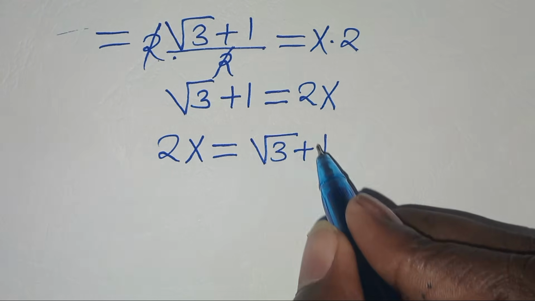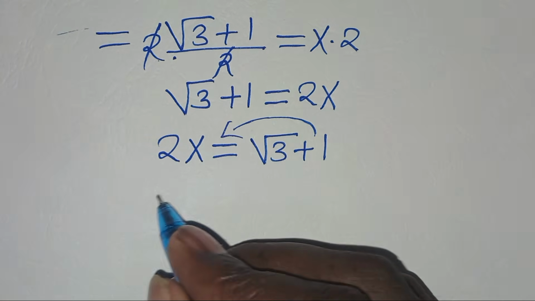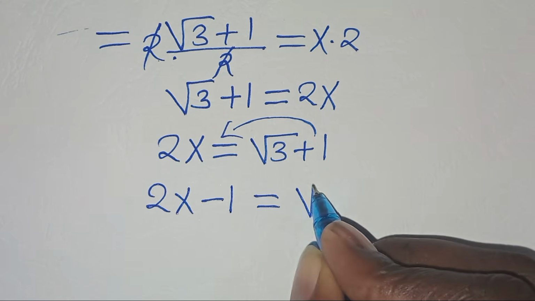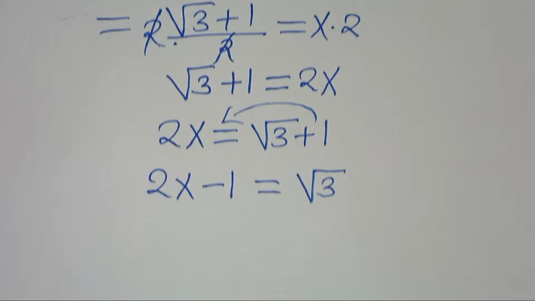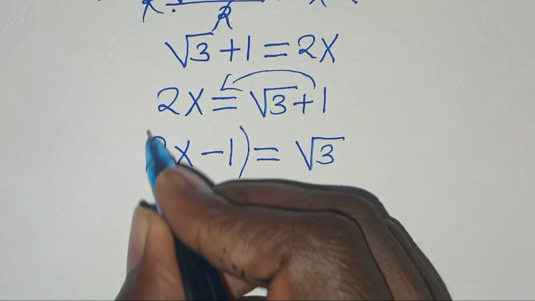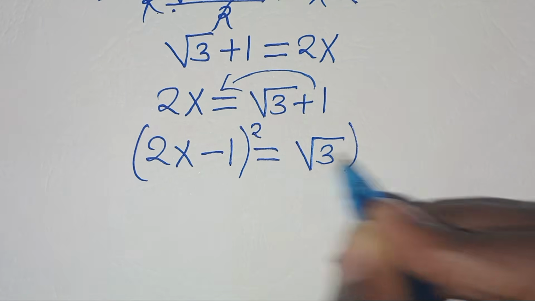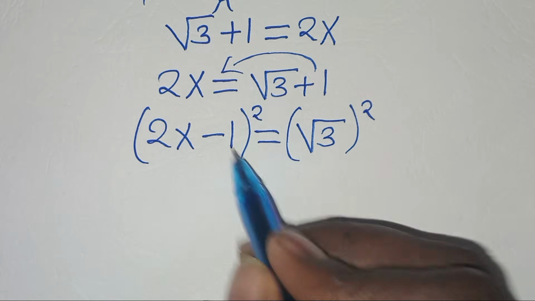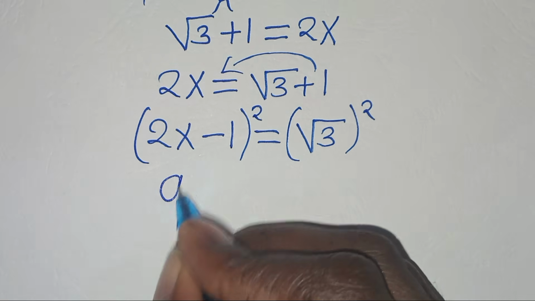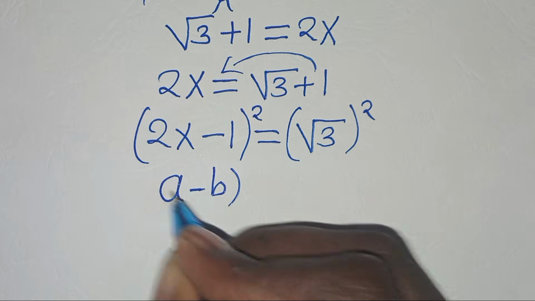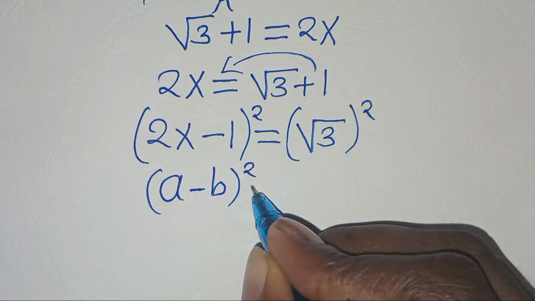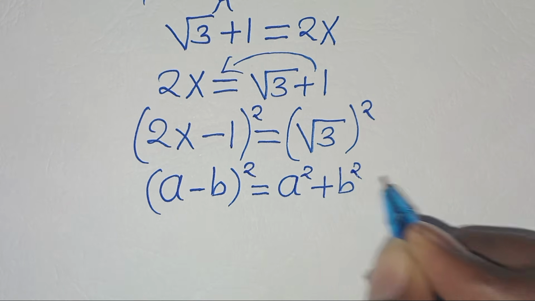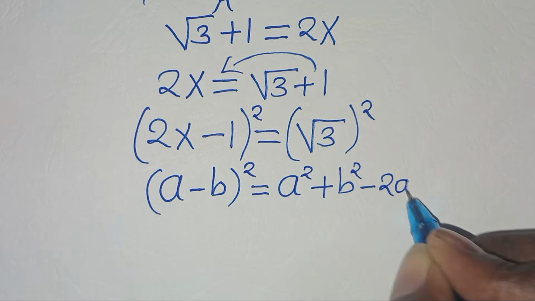Now, let's take plus 1 on the left-hand side, and this means we have 2x minus 1. This is equal to the square root of 3. The next step is to square on both sides. So let's square on both sides. 2x minus 1 to the power of 2. This is in the form of a minus b raised to the power of 2, which we can express as a to the power of 2 plus b to the power of 2 subtract 2ab.